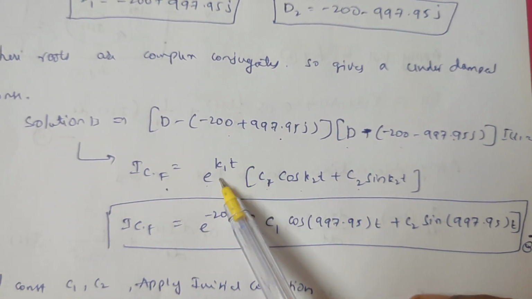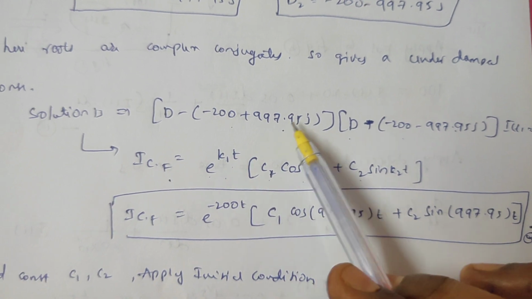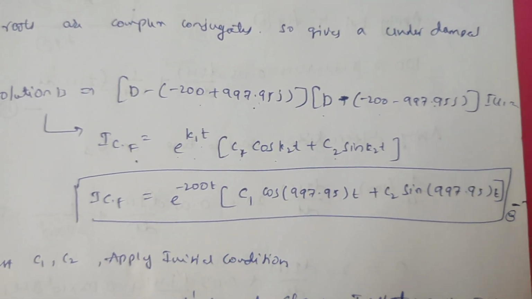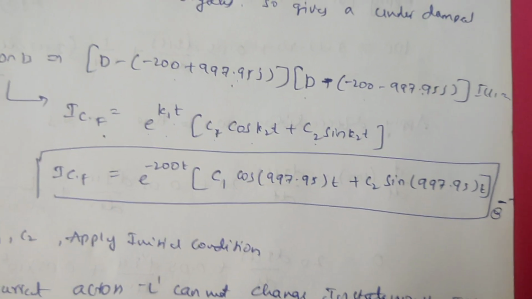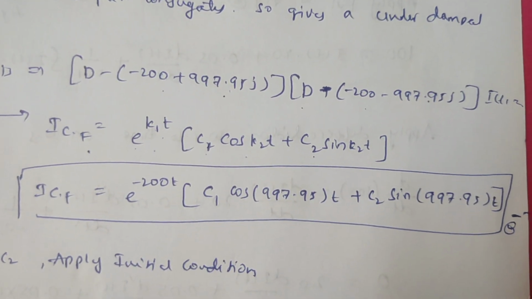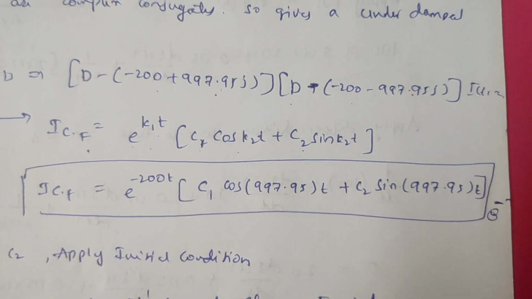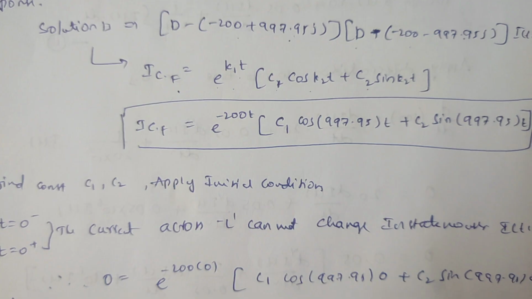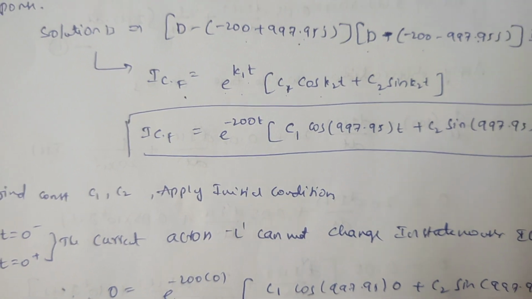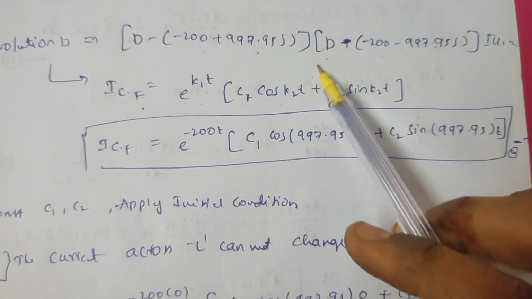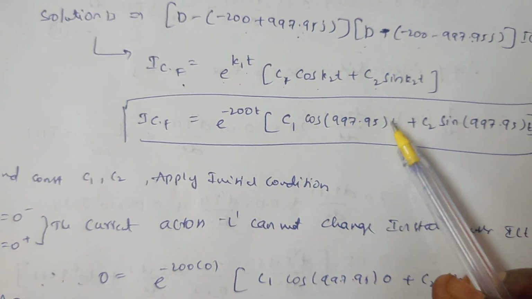So by simply substituting k1 as minus 200 and k2 as 997.95j, we are getting the complementary function e power minus 200t into (c1 cos 997.95t plus c2 sin 997.95t). Make it as equation number 4. In this equation number 4, again we don't know the constant values of c1 and c2. So here c1 and c2 are constants.